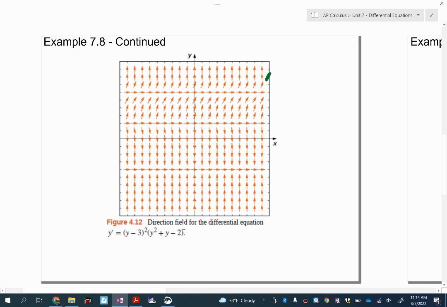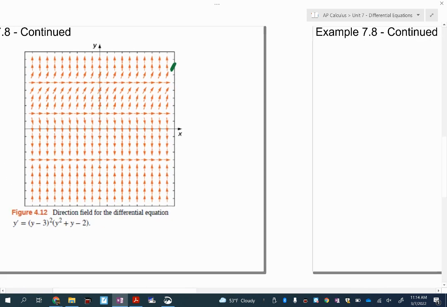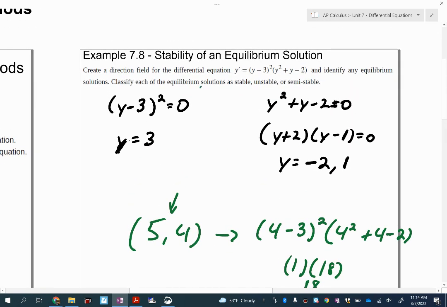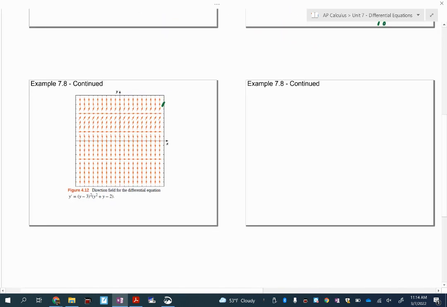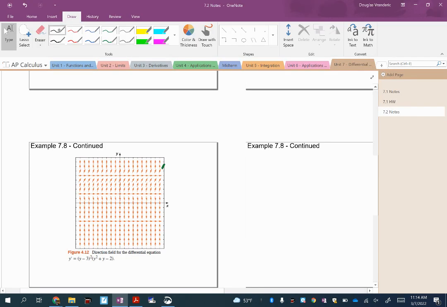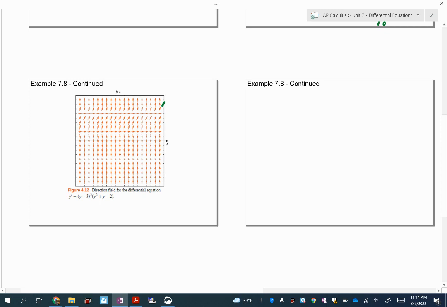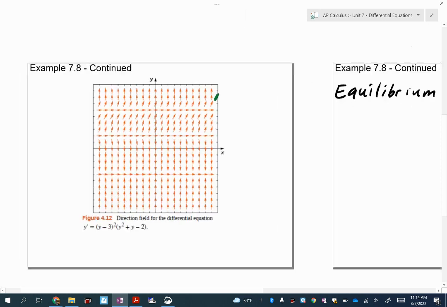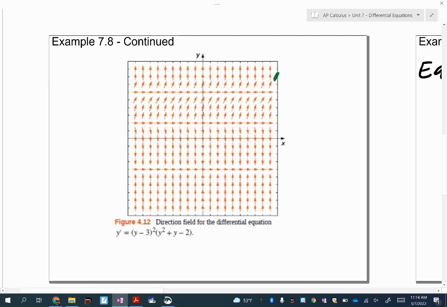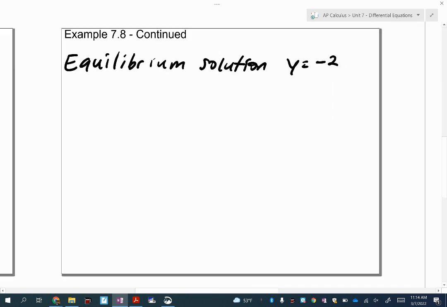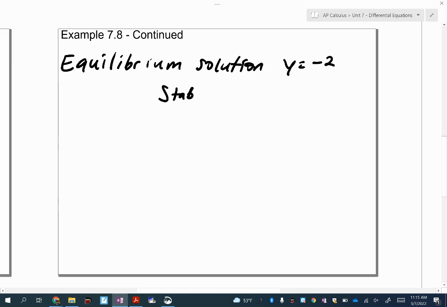So let's just finish this problem then. The last part was asking to classify these solutions as stable, unstable, or semi-stable. Here's how we're going to do that. The first solution, if I start from bottom to top, is y equals -2. When I look at the points right below it and above it, you'll notice that all of my arrows or lines are pointing towards the -2. So that means this is a stable solution, because any ordered pair just above or just below it has tangent line slopes pointing right at it. That's why we call it a stable equilibrium solution.